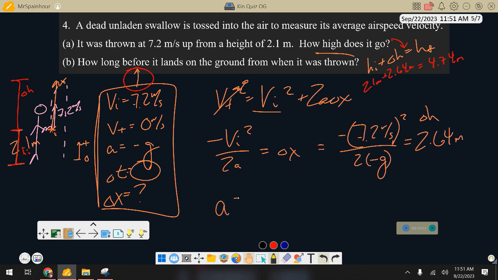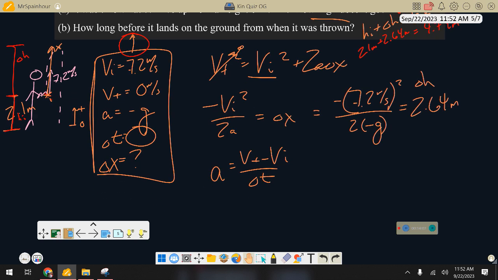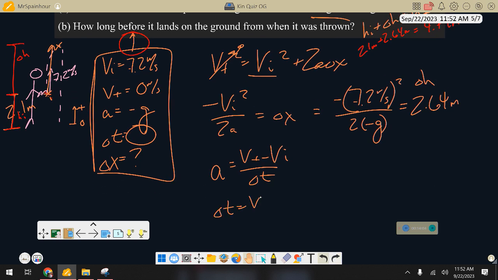We have a equals VF minus VI over delta T. So why do you keep doing that? That's irritating. Delta T is equal to VF minus VI over a. VF is 0, so this should be negative 7.2 meters per second over negative g for a total time of, right here, 0.73 seconds.